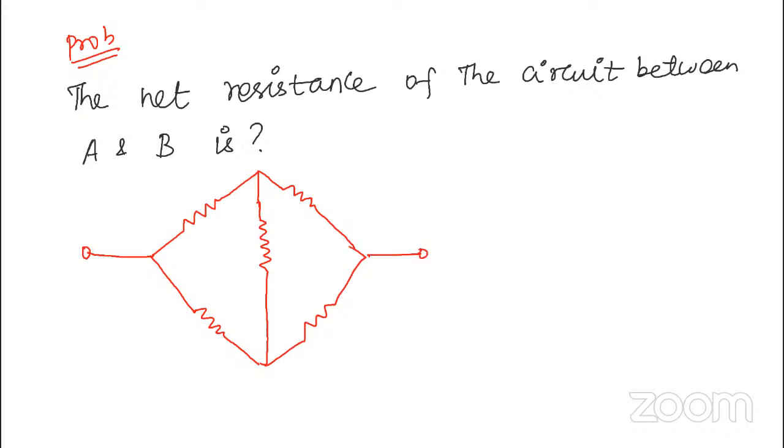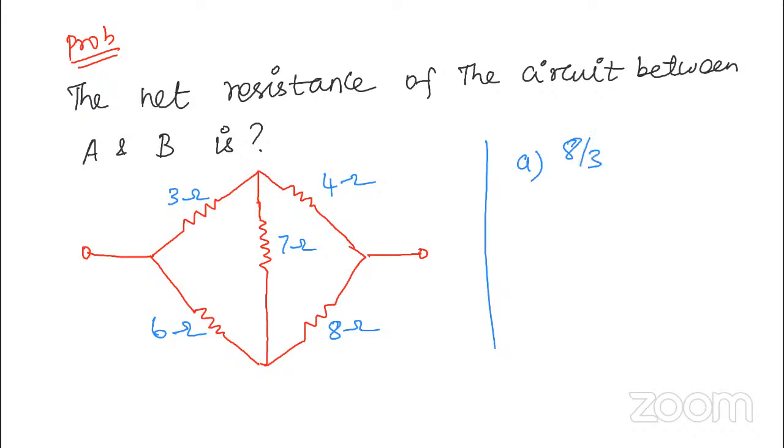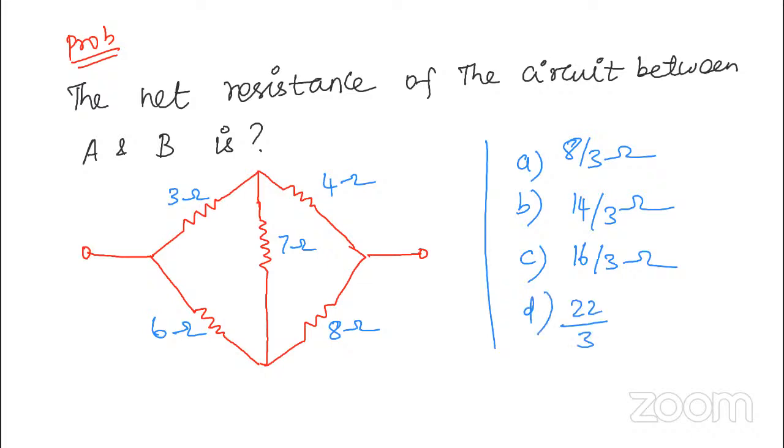Here we have to write down the resistance values: 3 ohm, 4 ohm, 7 ohm, 6 ohm, and 8 ohm. Here they have given the options: A is 8 by 3 ohm, B is 14 by 3 ohm, C is 16 by 3 ohm, and D is 22 by 3 ohm. So these are the options.